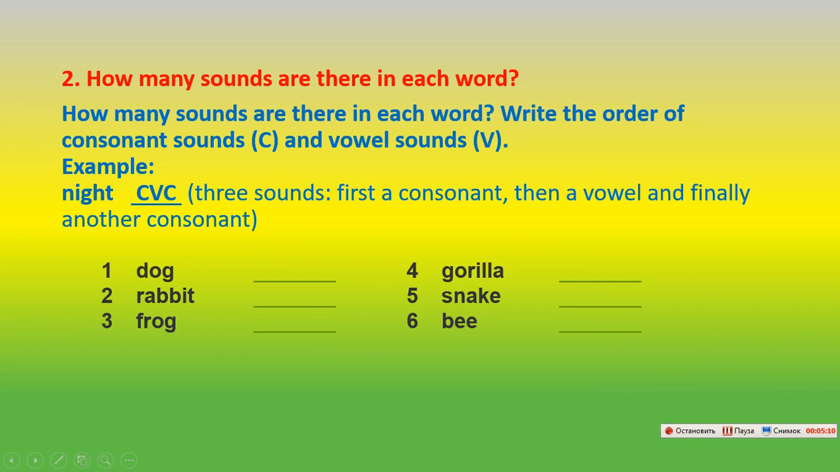Next, second exercise. How many sounds are there in each word? Write the order of consonant sounds and vowel sounds. For example, in the word night, there are 3 sounds. Consonant, vowel, consonant. First a consonant, then a vowel, and finally another consonant. Now please be careful, and you should write here consonant or vowel.